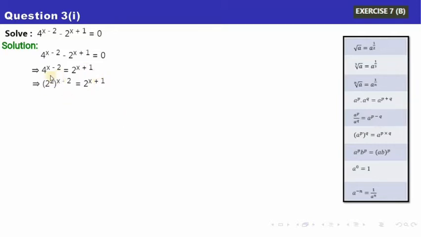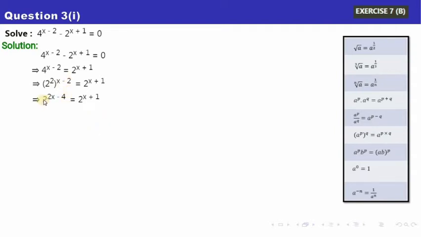Okay. Now here I am going to apply which law? I am going to apply this particular law, where you have to multiply the powers. So when you multiply the powers, what do you get? So 2 into x is 2x, minus is there, so 2 into 2 is 4.